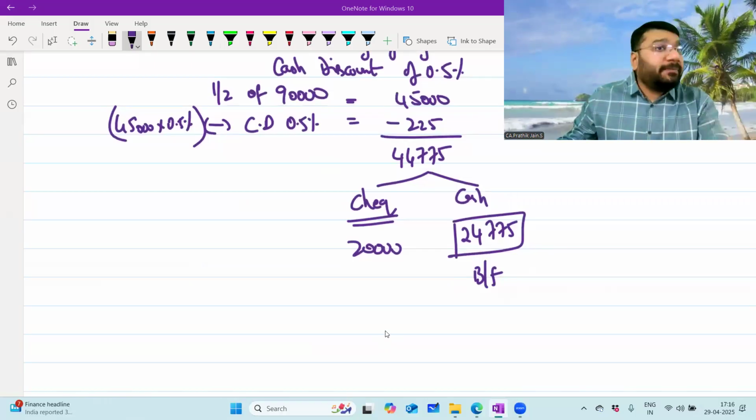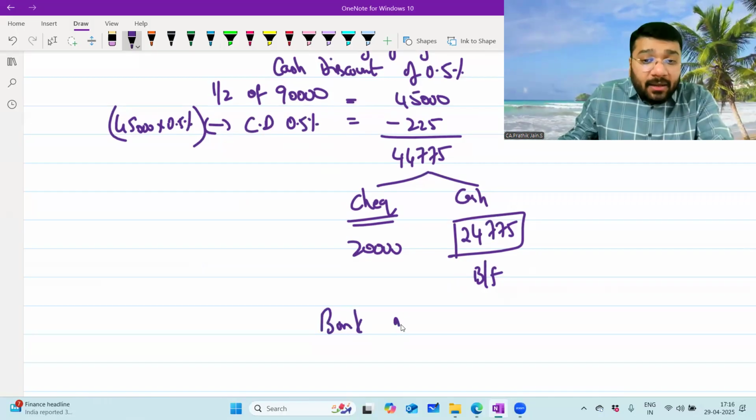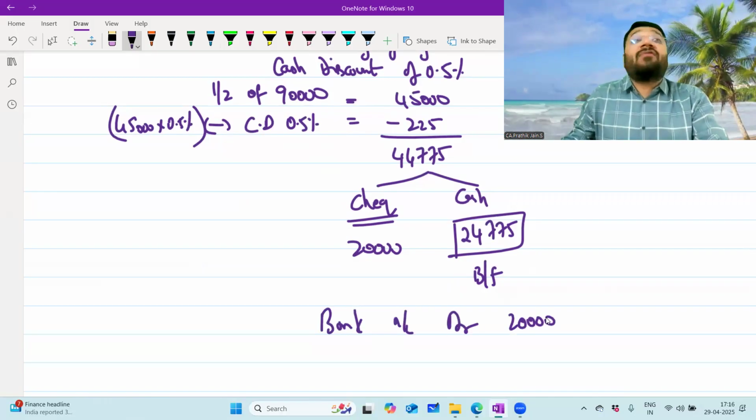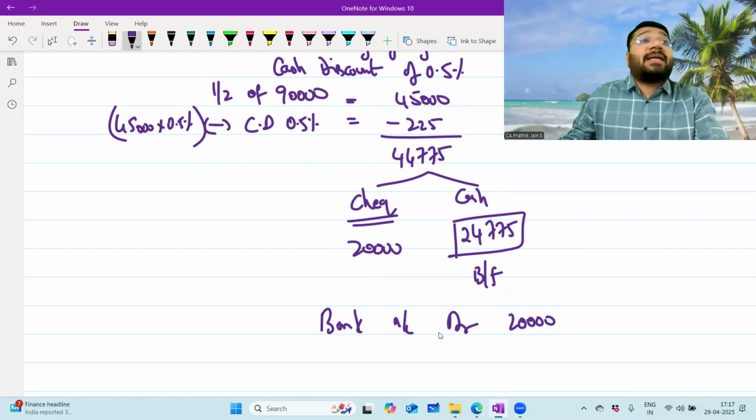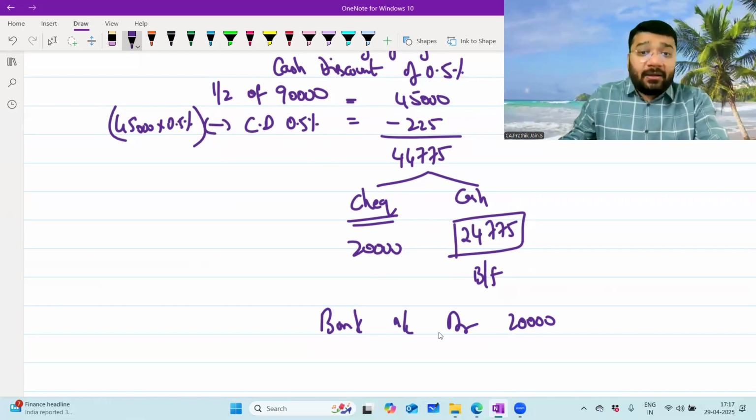Sir, we are going to receive the money. Bank account debit. How much? 20,000. The money which I got in the form of a check, that check will be deposited in the bank. So money will come into the bank. So debit the receiver. To increase asset balance in bank, debit bank.